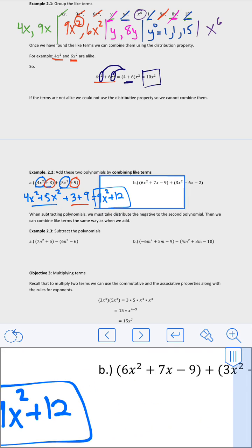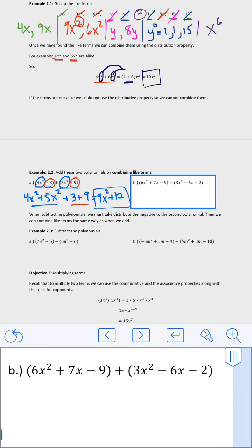Alrighty. Take this time now to pause the video, start working on this second problem. If you have any questions, you can call the sub over and get them answered at the same time. You should just pause the video for however long you need so that you can simplify the second problem by combining like terms.